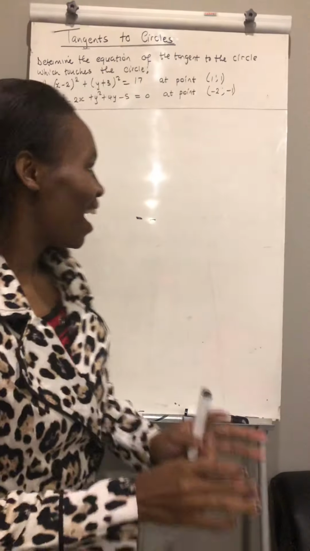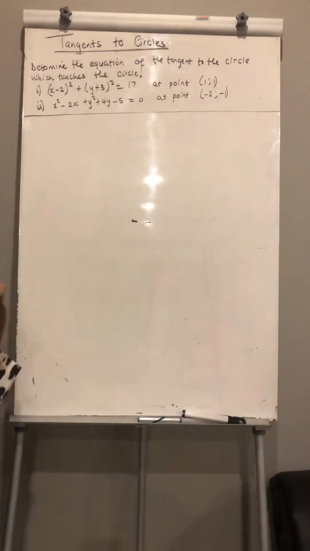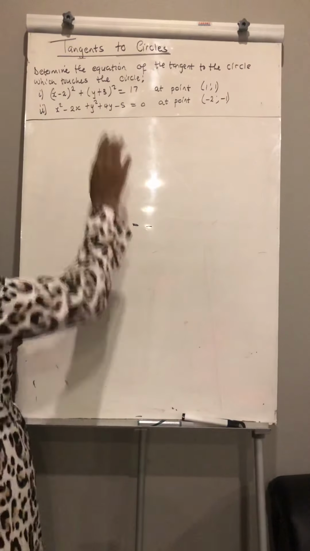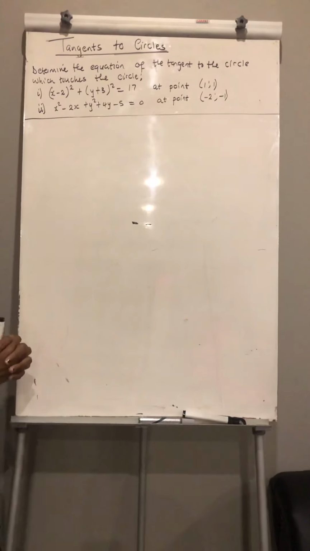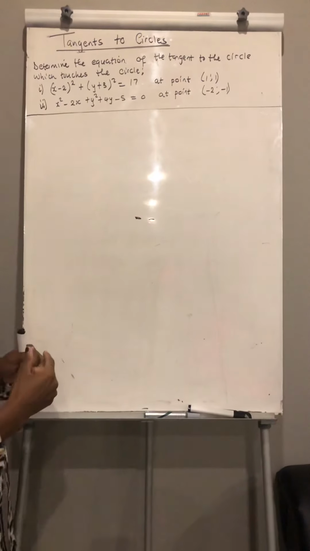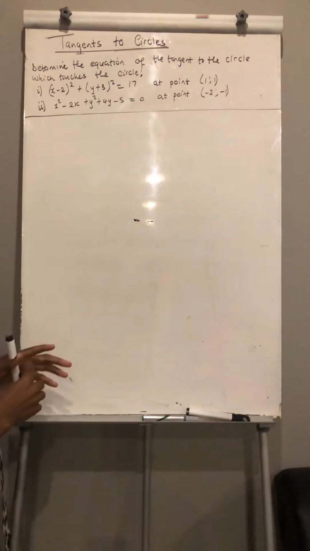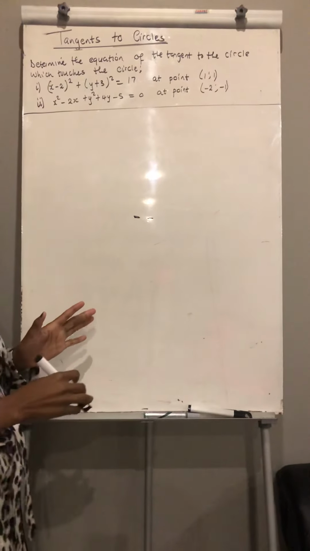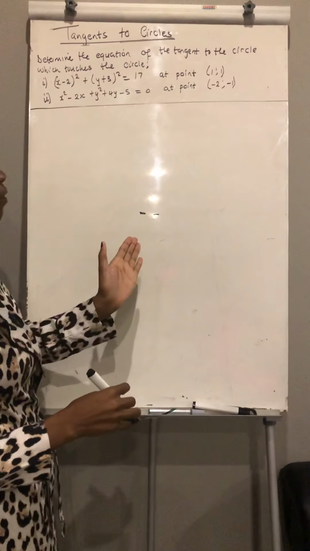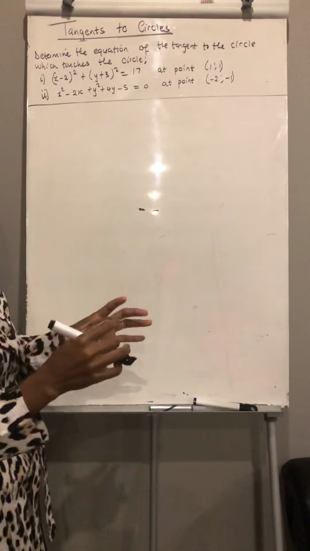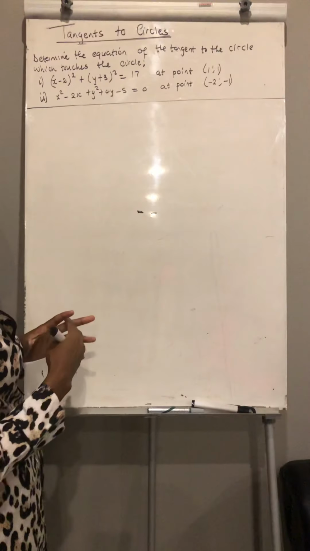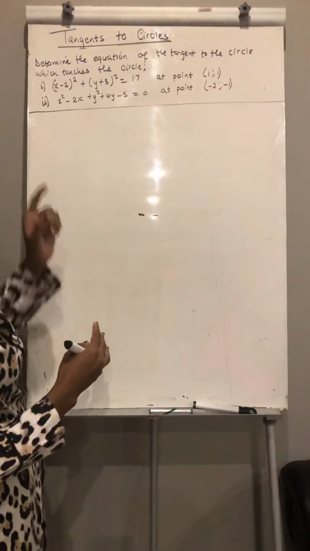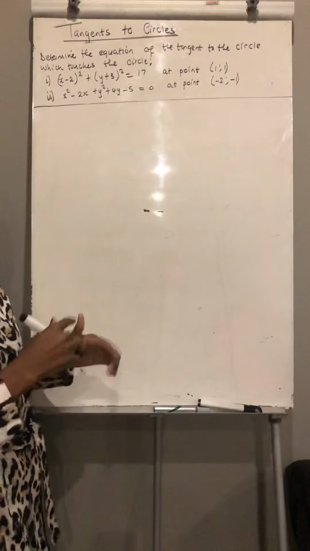All right. Today we are doing tangents to circles. A tangent to the circle is what we are adding to our knowledge today. After we learned how to determine the equation of a circle and also to find the radius of the circle and the center of the circle depending on the type of equation you're given, we also want to learn how to determine the tangents to the circle.